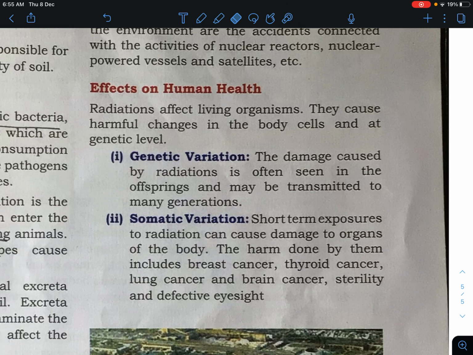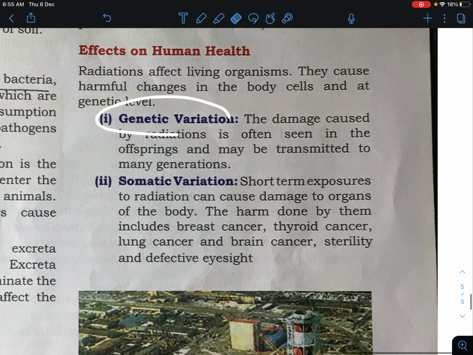Radiation affects living organisms, and causes harmful changes in the body cells and at the genetic level. First one is genetic variations. The damage caused by the radiation is often seen in offspring and may be transmitted to many generations. Somatic variations, that is, short-term exposure to radiation, cause damage to organs of the body.